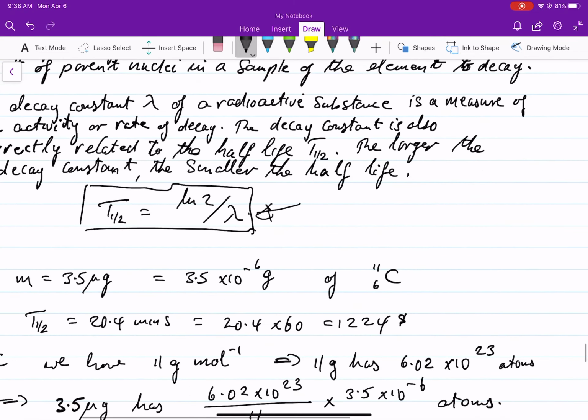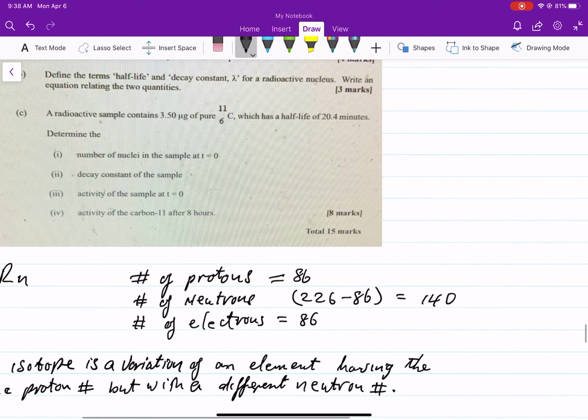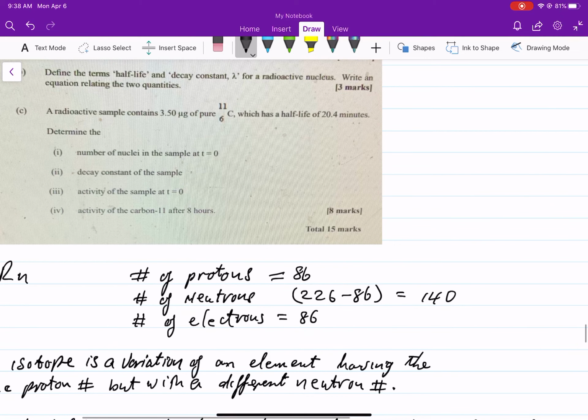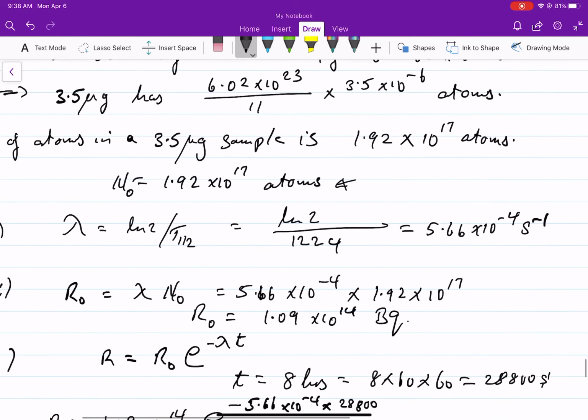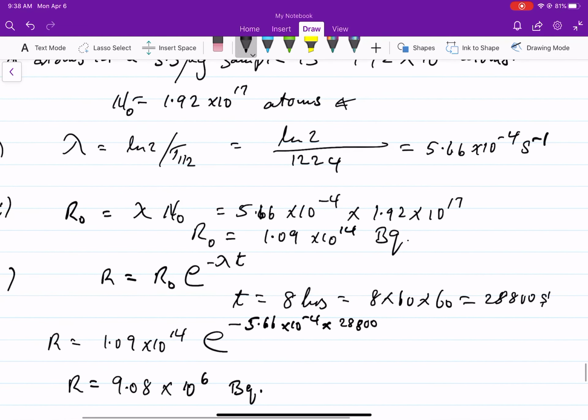The next thing they wanted, I think, was the initial rate of decay, or the activity or rate of decay in the sample at time t equals 0. So that's the initial rate of decay. The initial rate of decay is given by lambda n 0, one of the equations I took from the summarized list I have above. When you multiply the two, you get the initial rate of decay as 1.09 times 10 to the 14 becquerels.